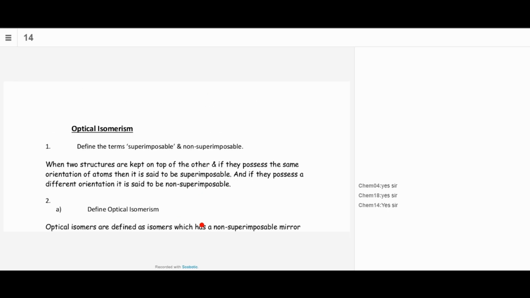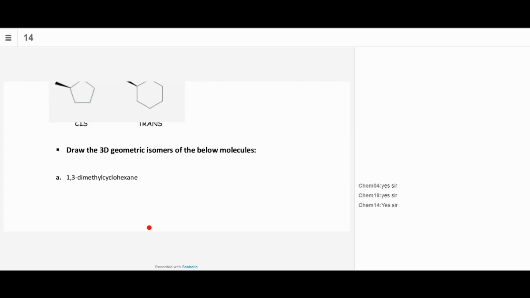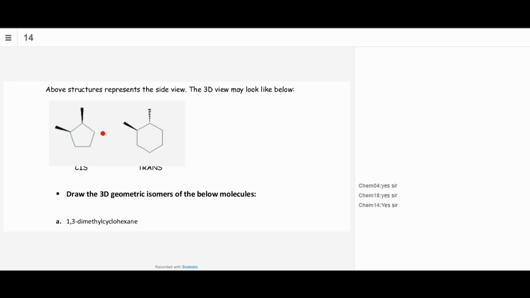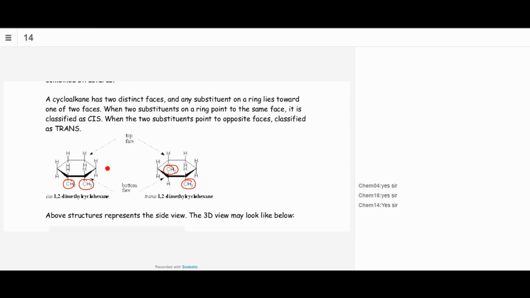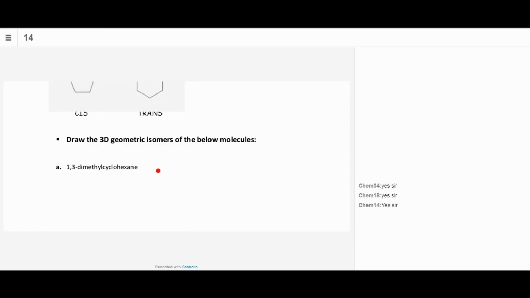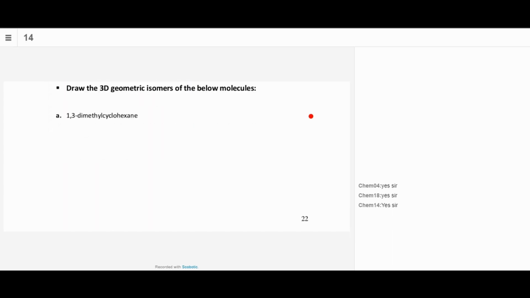So before we start the optical isomers, let's draw the cis-trans isomer structures of these compounds in a 3D geometrical form, right? I say 3D geometrical form. What I mean by this form, right? Not like this. You can draw like this also, but here I'm expecting you to draw the 3D, the geometrical form like this. So let's draw 1,3-dimethyl cyclohexane.